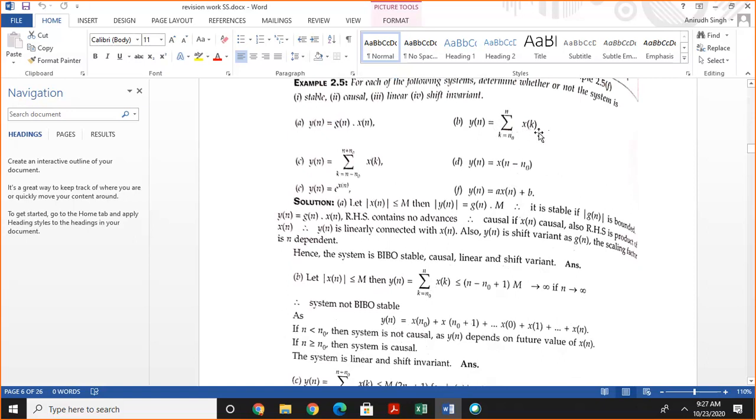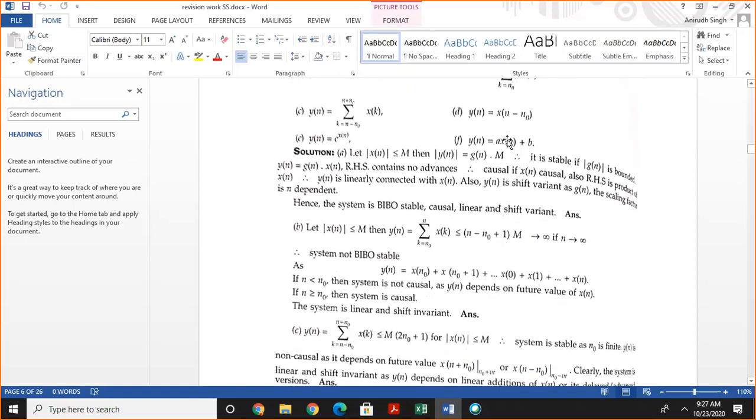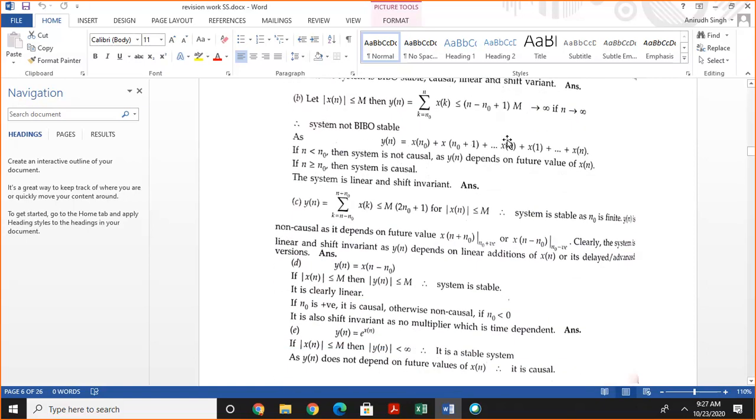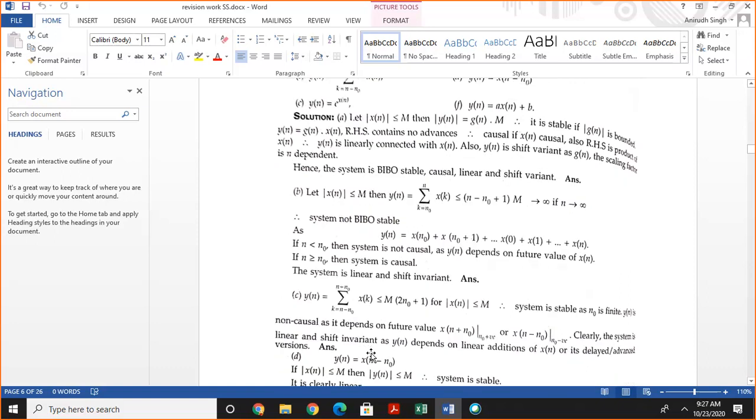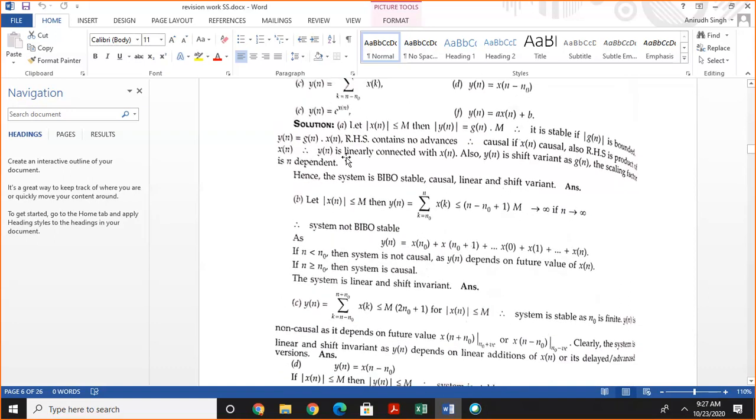And the system is linear. This system is linear and time invariant because n is not present in this case. So the system is shift invariant. Shift invariant means time invariant.